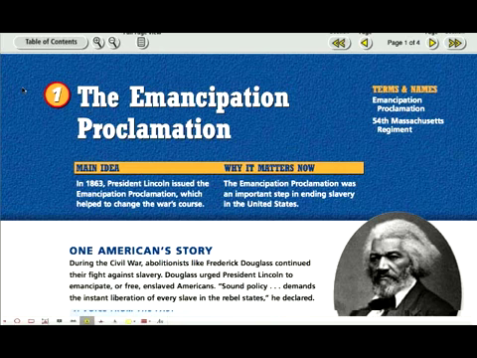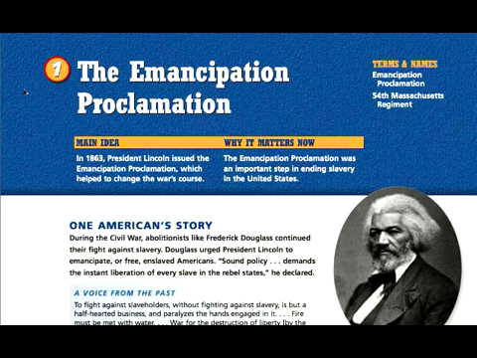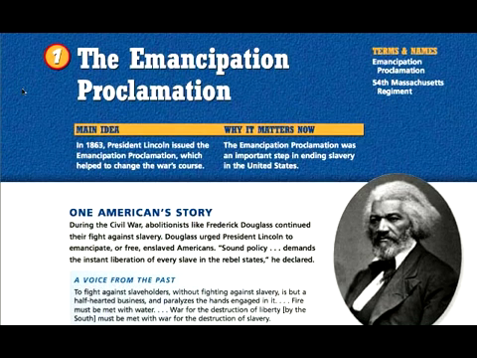Chapter 17, Section 1, the Emancipation Proclamation. In 1863, President Lincoln issued the Emancipation Proclamation, which helped to change the war's course.